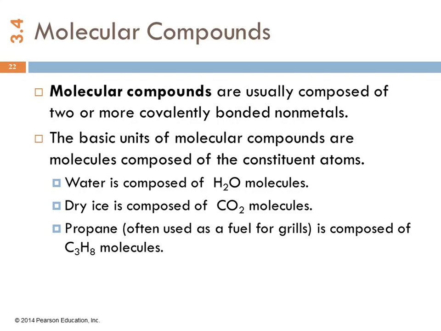When we come to compounds, we have molecular compounds and ionic compounds. Molecular compounds are composed of molecules, hence the name molecular compound. So, molecular, molecules. These are usually 2 or more nonmetals. Examples: water, dry ice, propane. They're individual molecules. We got hydrogen, oxygen, 2 nonmetals. Carbon and oxygen, 2 nonmetals. Carbon, hydrogen, 2 nonmetals. Molecular.